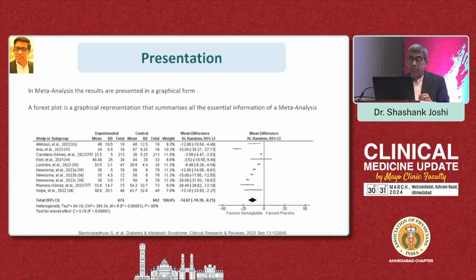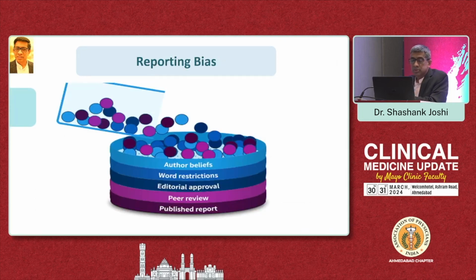So clearly, when we present heterogeneity in a meta-analysis, this is a forest plot, a graphical presentation summarizing all essential information of a meta-analysis. You can see the study, the experimental and the control, the mean difference, and the various parameters here. Also remember, bias reporting is very crucial. Bias could come from author beliefs, word restrictions, editorial approval, peer review, published reports, and so on and so forth.